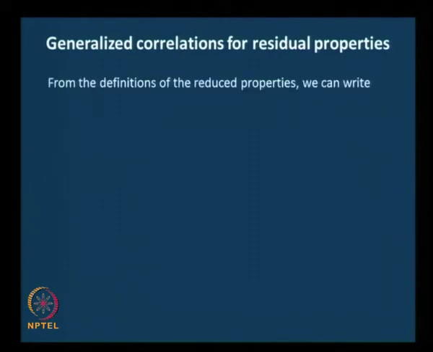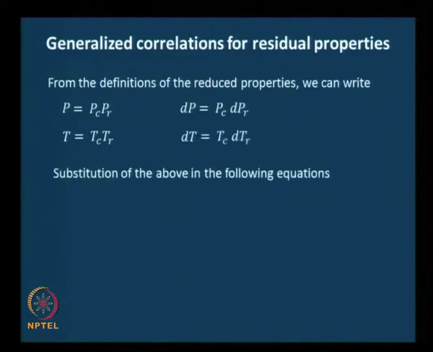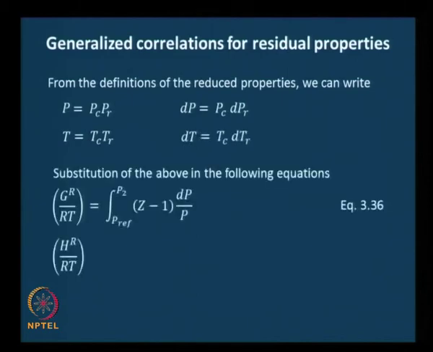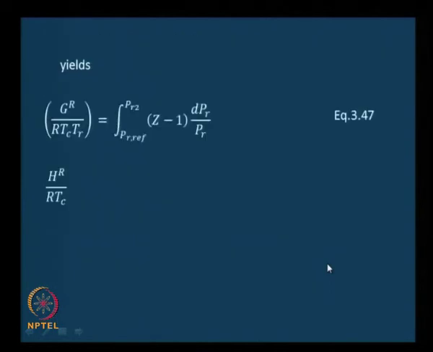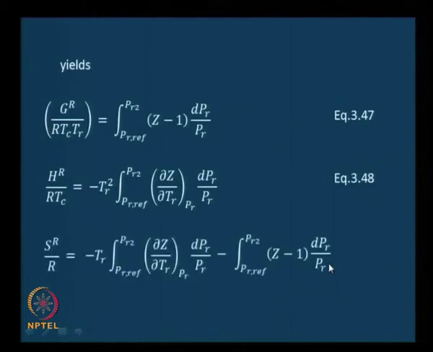There are generalized correlations for residual properties also, and the advantage that we just mentioned, we went ahead and derived those generalized correlations. And let me just present these generalized correlations. These were the correlations in terms of the actual properties, and we had substituted to get equations 3.47, 3.48 and 3.49 in terms of reduced properties.